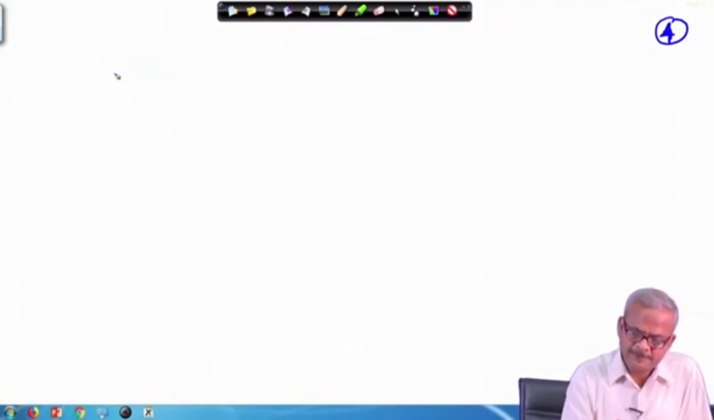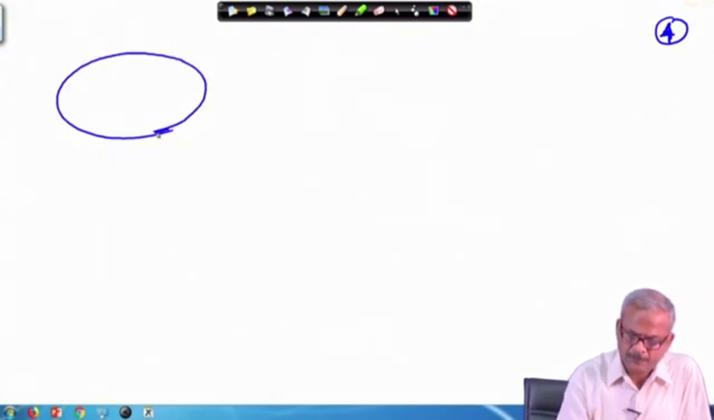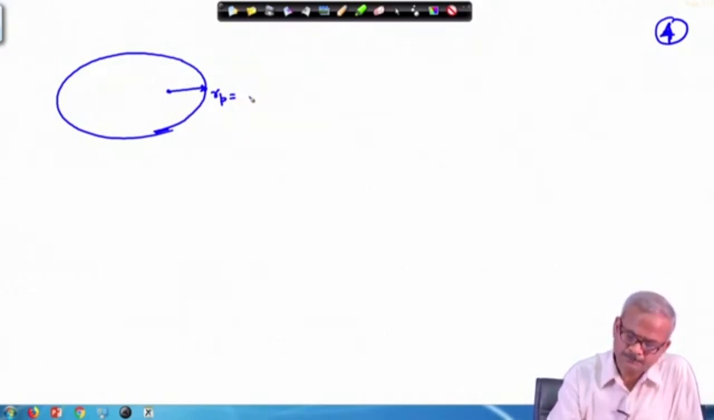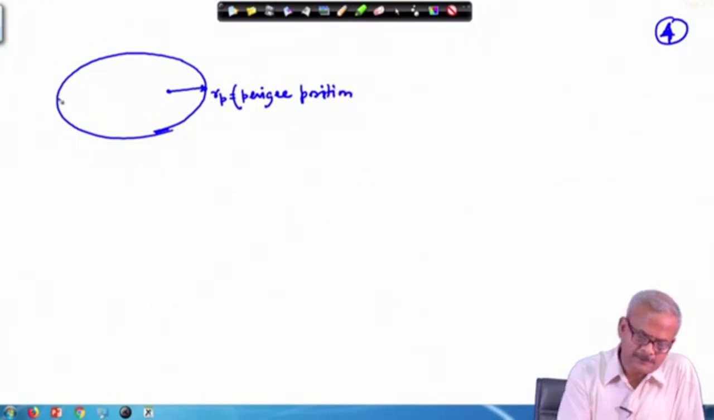Okay, so what we have been discussing about the quantity r, this is the focus and this is the shortest distance which we write as r p, and we can call this related to the perigee position. And this part here, the distance from this place to this place, this is your focus F. So, this is R A and this is your apogee location.